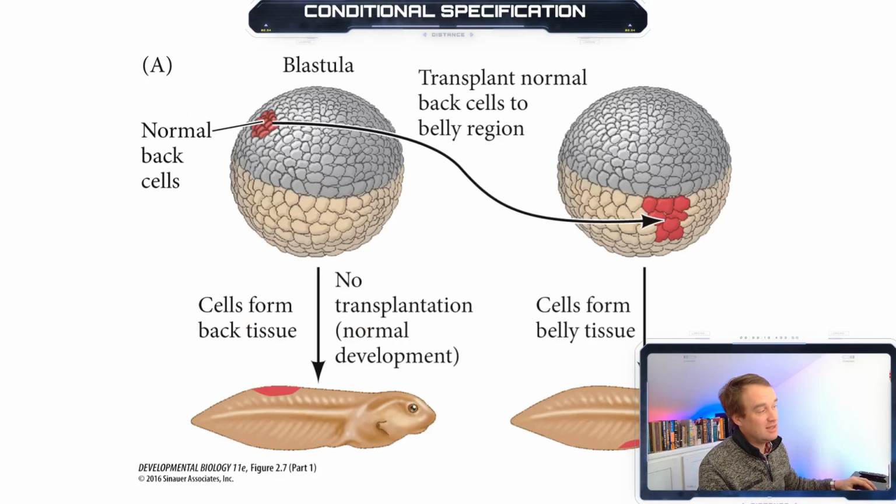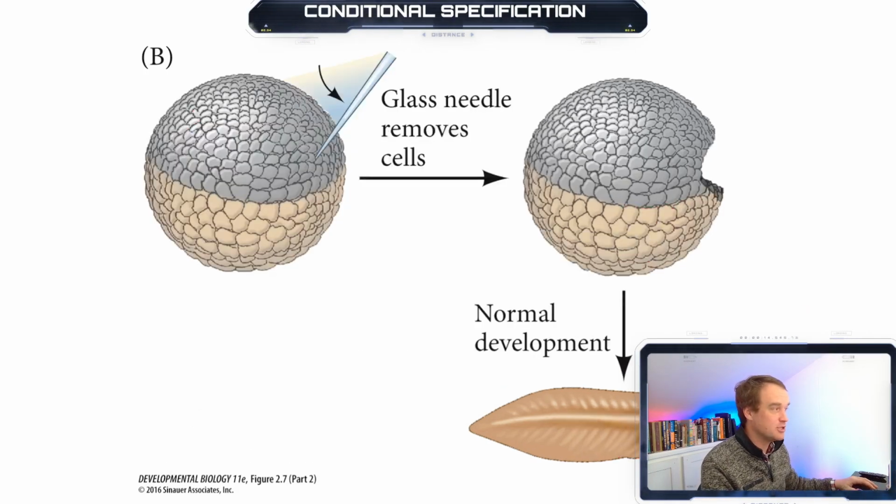But as you can see, the tadpole from the normal control, or the tadpole which would normally develop, would look like this, and the tadpole that did develop, where the cells were transplanted, looked exactly the same. And that's because even though these cells were taken from the back tissue, the neighbors changed the fate of these cells and said, no, you're in our neighborhood, you need to be belly tissue and not back tissue. So it changes its cell fate based on its neighbors.